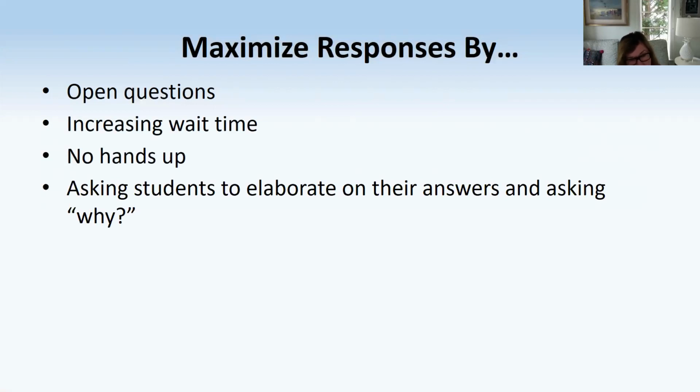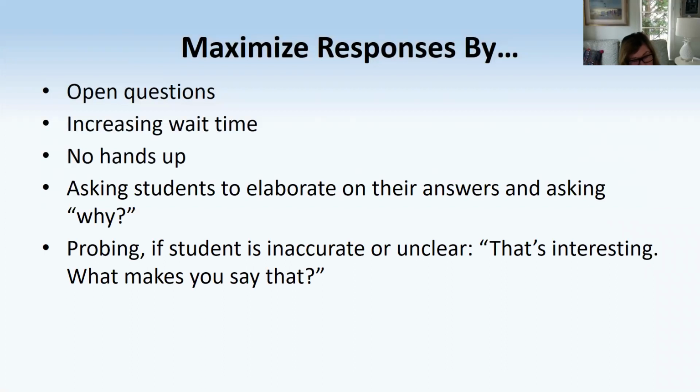This is one of my favorites, asking students to elaborate on their answers and asking why. Why do you think that? Why will that work? Why does this analysis work in the way it does? So that extra layer of probing that can come from a why question after you've already asked an initial question, I think is good to note. And then continuing to probe in the event that a student response is inaccurate or unclear.